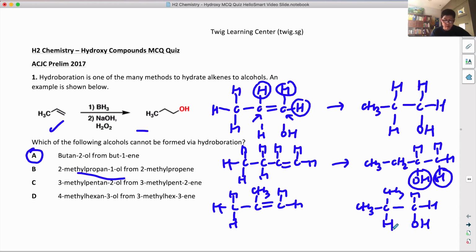If you look at this one, typically according to Markovnikov's rule, H should go here and OH should go here. But since this mechanism is anti-Markovnikov, the OH will go here and the H will go here. So that's what you got, which means B, this 2-methylpropan-1-ol, can be formed from 2-methylpropene via this hydroboration process. So that's why the answer is A.